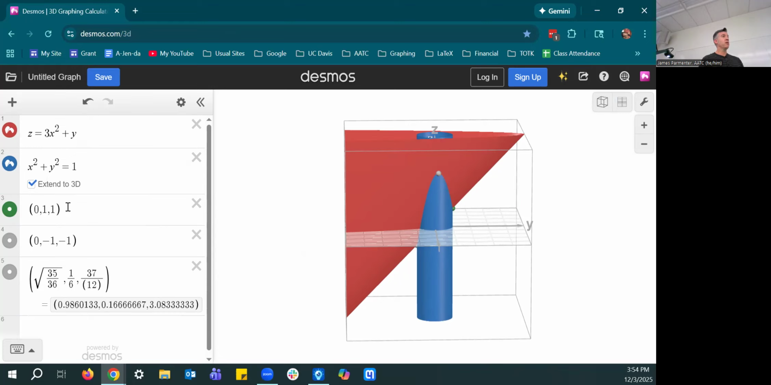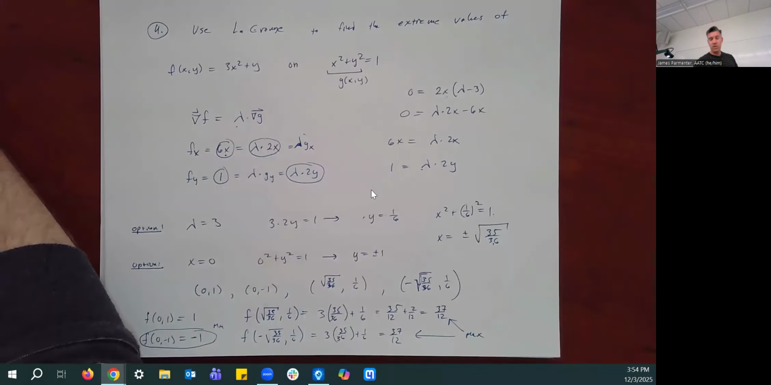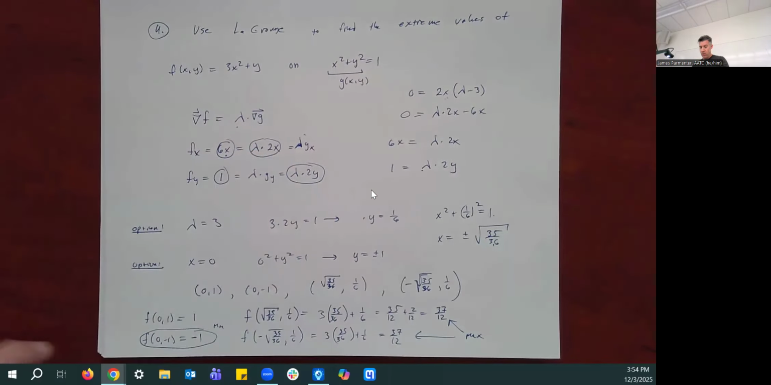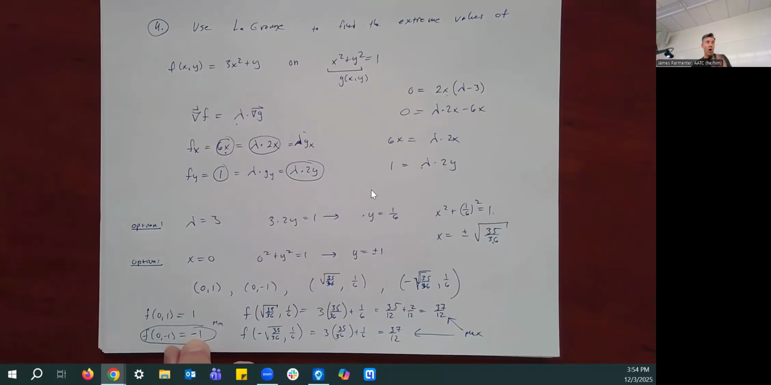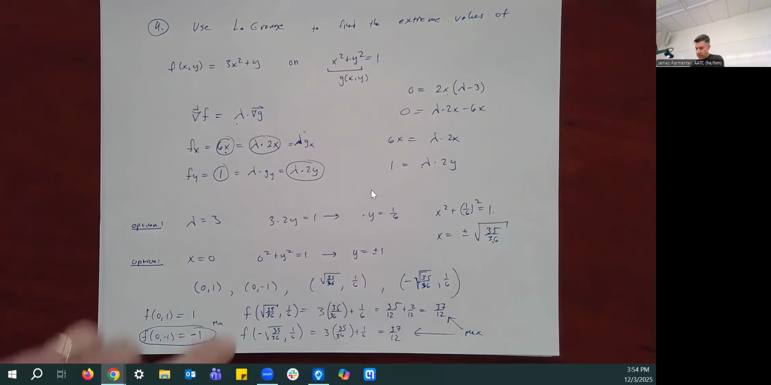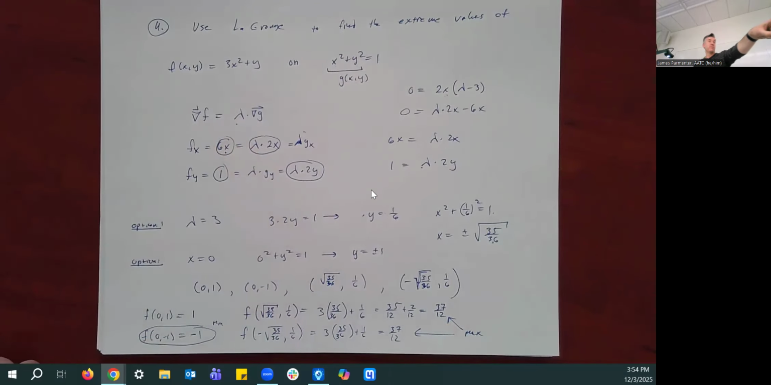You find the points where we had 0, the square root, and then 1/6. Where do you put those? Well, to answer the question, the question was to use Lagrange to find the extreme values of this function. So the extreme values are -1, the lowest possible value, and positive 37 over 12, the highest possible value. You just take those critical points, plug them back in, and whichever one's high, whichever one's low.